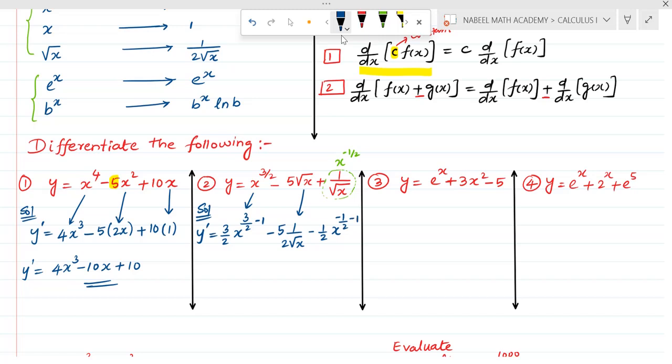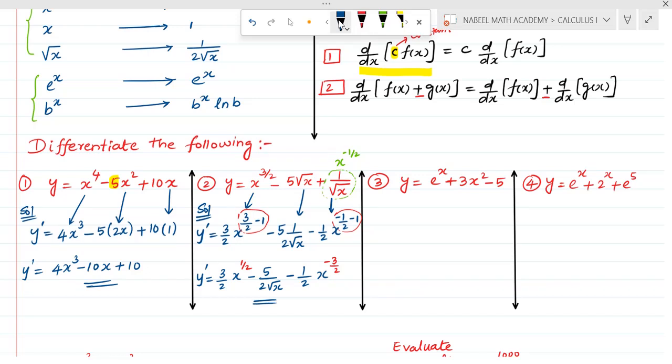The next step is only the simplification. y prime is equal to 3 over 2 x to the power 1 over 2. The next is minus 5 over 2 root x. The second term, minus 1 over 2, will be the same, x to the power, and simplifying the power, minus half and minus 1, you will get minus 3 over 2. So this is the final answer you have.